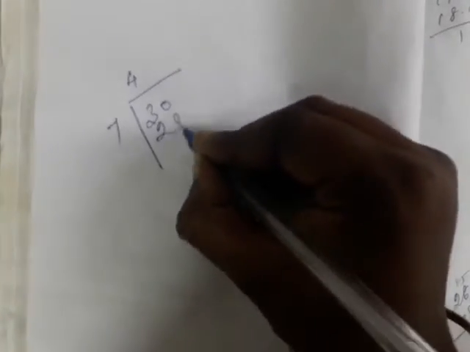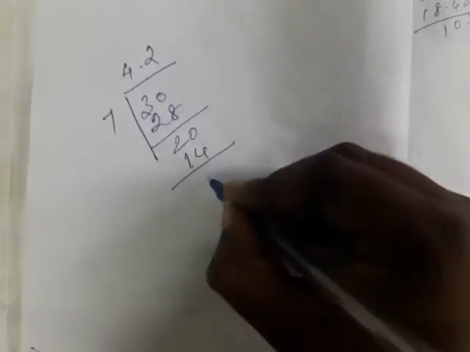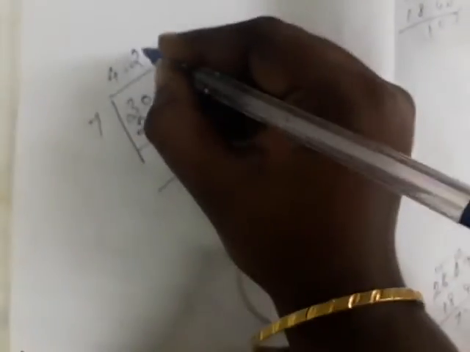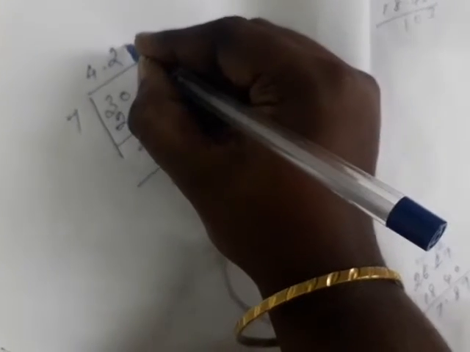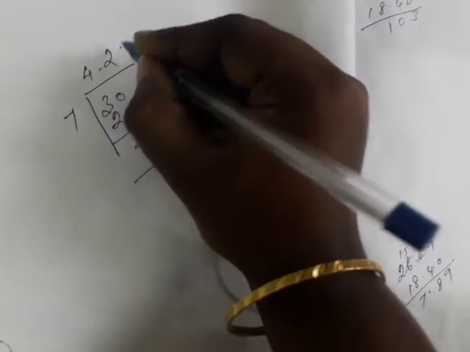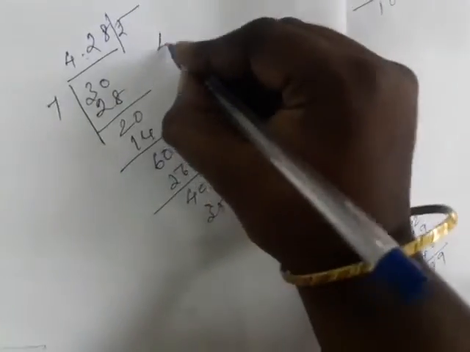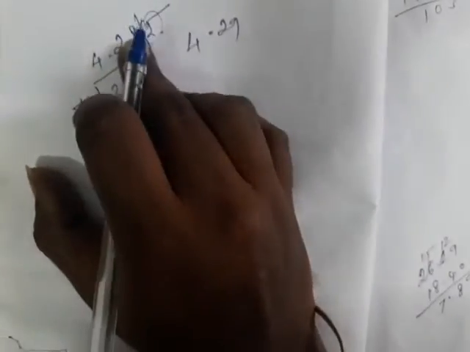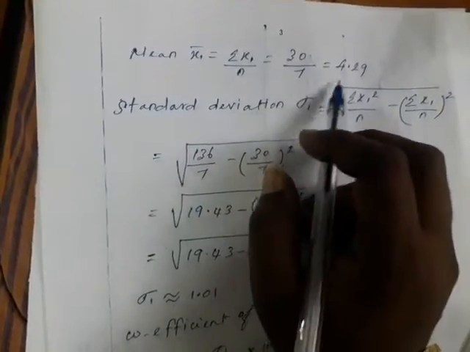4 7s are 28. Balance 2. Point, add 0. 2 7s are 14. Remaining 6. So add 0. Next 9 7s are 63 will come. 8 7s are 56. 4, add 0. 5 7s are 35. So you have to stop at 2 decimal places. 4.29, because it is more than 5, you have to consider the next number. 4.29. Okay, so x1 bar is equal to 4.29.